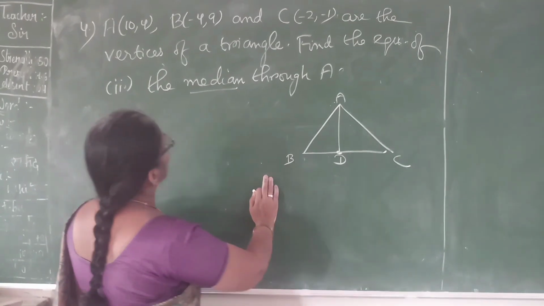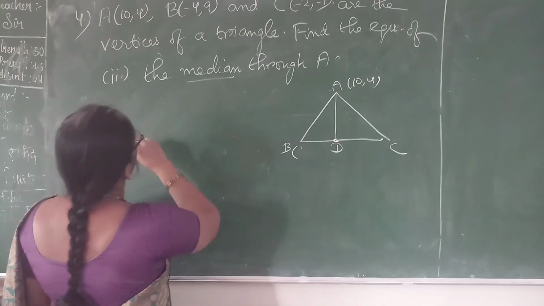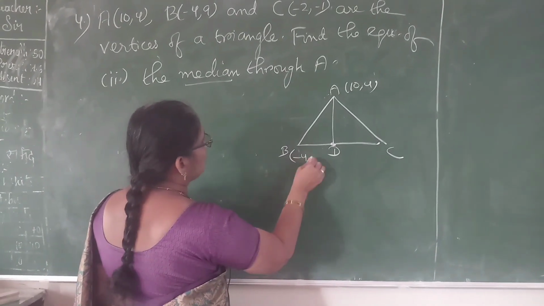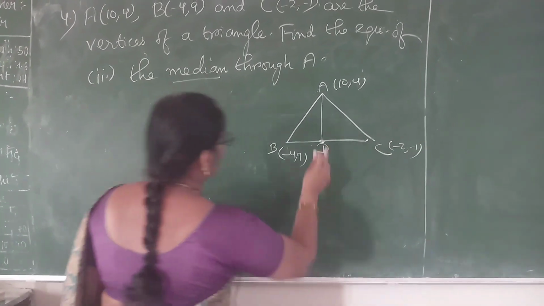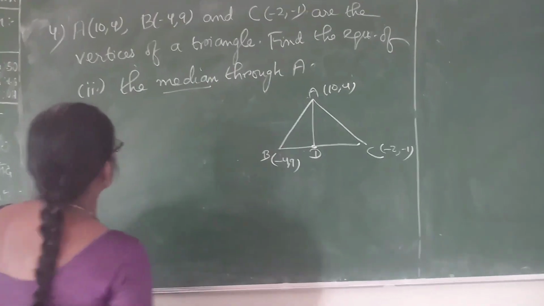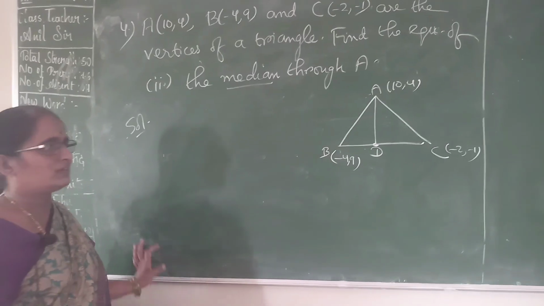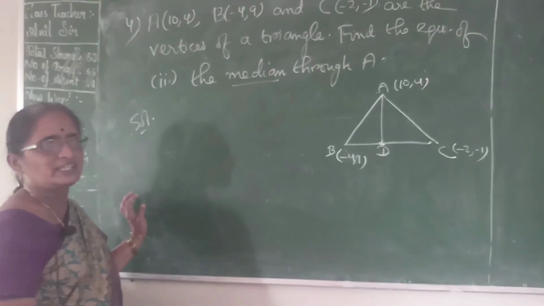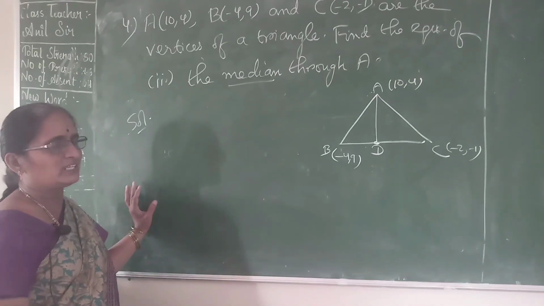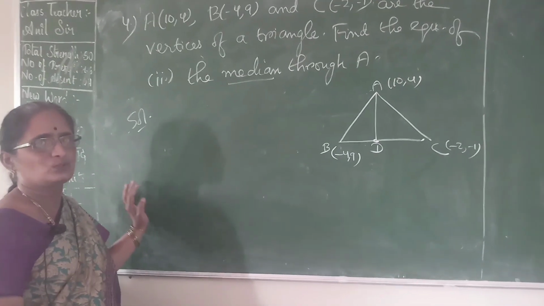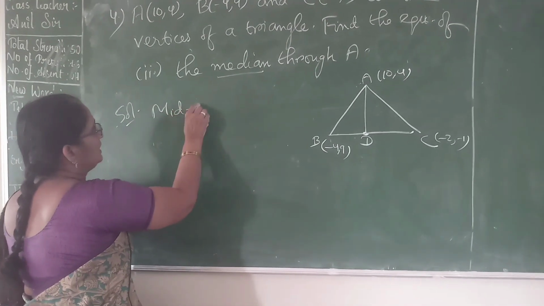So how are we going to find it? Here A is given as 10, 4, B is minus 4, 9, and C is minus 2, minus 1. First we will find the coordinates of point D. For this, you know in coordinate geometry the midpoint formula. If x1, y1 and x2, y2 are the points, then the midpoint is (x1 plus x2) by 2 comma (y1 plus y2) by 2.